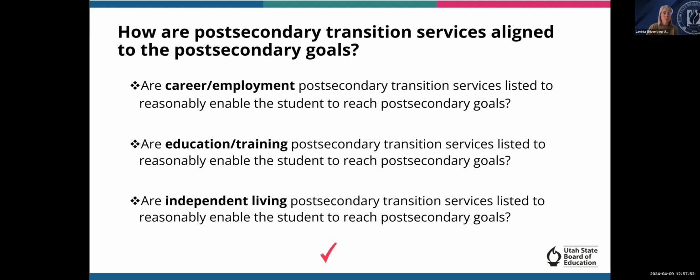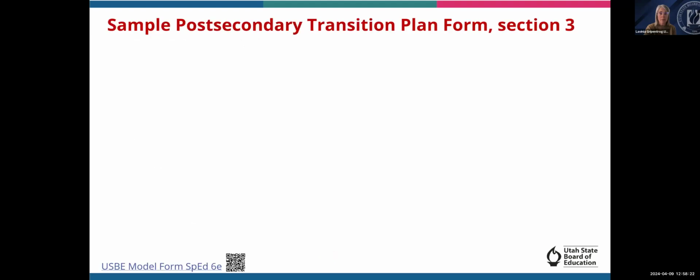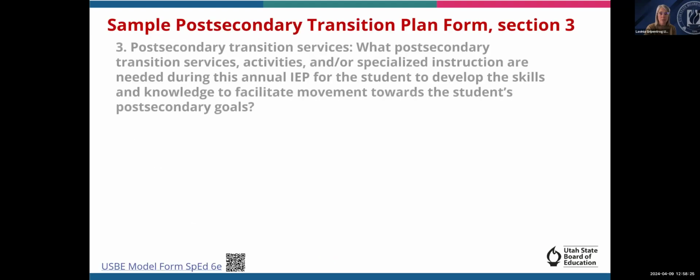So some questions you'd want to ask yourself: are the career, employment, and post-secondary transition services listed reasonably able to enable the student to reach their post-secondary goals? When you're writing the IEP, the question is, what in this year can we provide the student for transition services that helps them get closer to these 3 post-secondary goals? And I'm guessing with the students that you're going to be working with, you will have 3. You'll have that independent living goal too. So you'll really need to think about what is an appropriate service for each one of those.